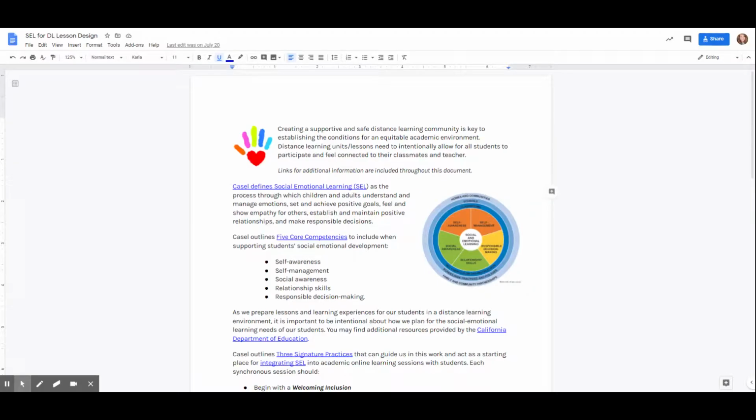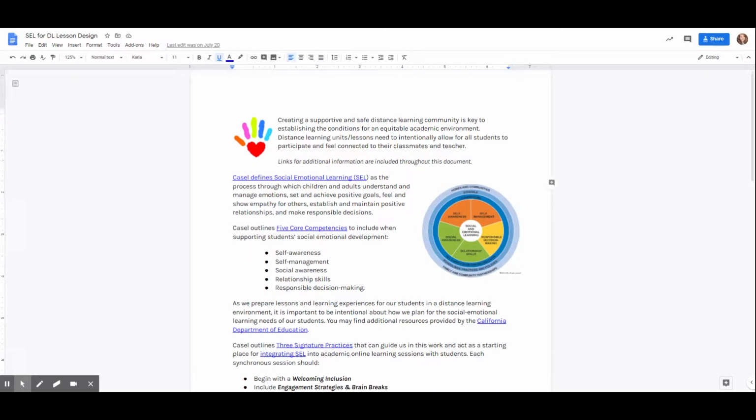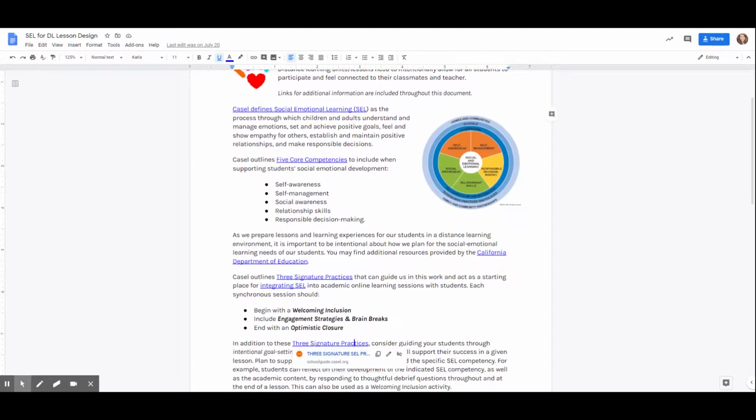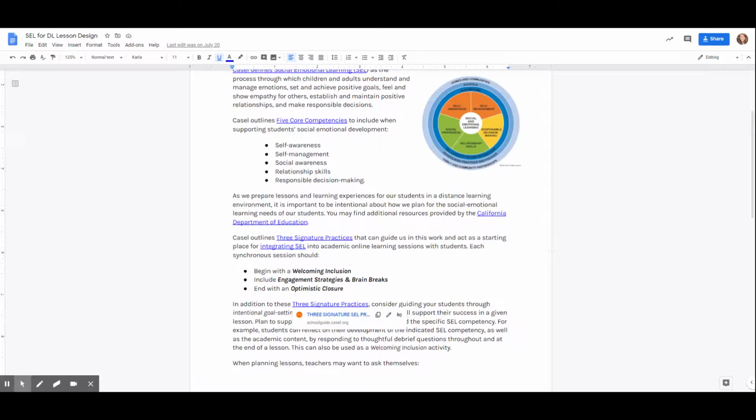In addition to academic engagement, it is critical that we think of the social-emotional well-being of our students. Luckily, as far as lesson design for online learning is concerned, there is an outlined place to start. We are including a link to this document that outlines the 3 signature practices that we can include in our synchronous learning sessions. These are a welcoming inclusion, engagement strategies and brain breaks, and an optimistic closure.